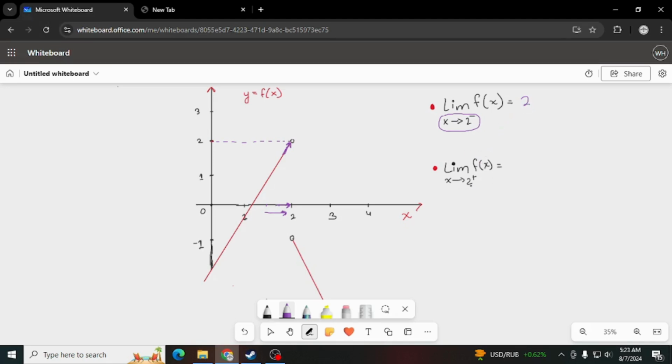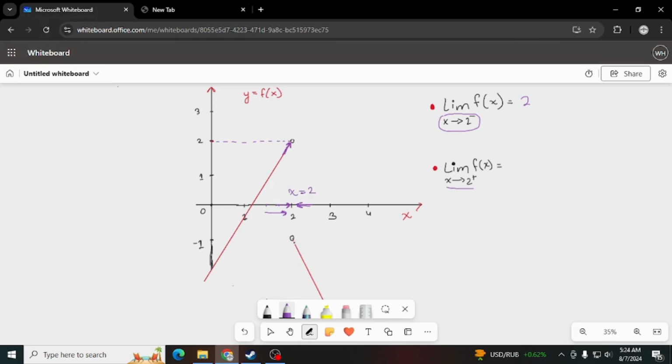Now we have our second question: the limit of f of x as x approaches 2 from values greater than 2. We put a little plus superscript on top of the 2 to show that x is approaching 2 from values greater than 2. From this direction, we are getting closer and closer to 2, like 2.01, 2.001, and then 2.0001.